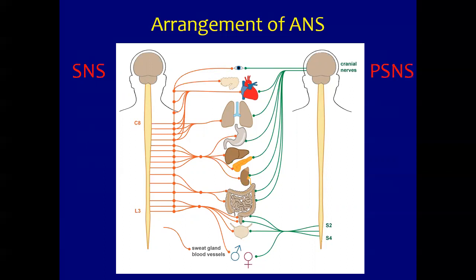Please raise your hand from the back. From this figure, can you figure out the differences? Anybody? On the left side is the sympathetic nervous system. On the right side is the parasympathetic nervous system. Based on this figure, can you figure out some fundamental differences?